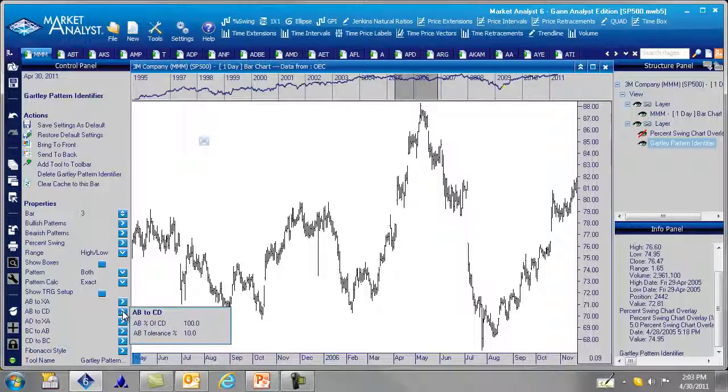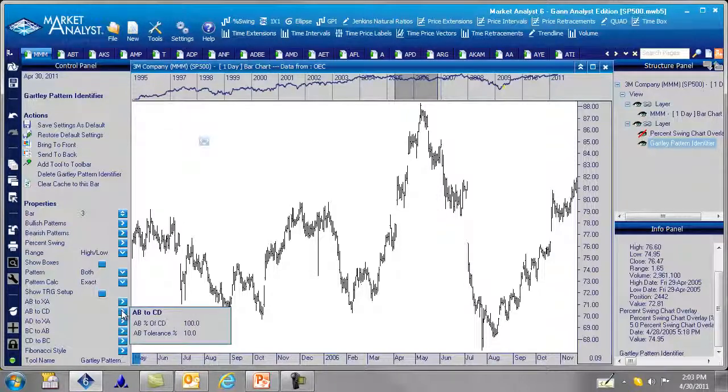Okay, so AB to CD is good. Set that to 10%. AD to XA, once again, this is a very important number. Now, I really like the 78.6% Gartley. I have mine set to 78.6, AD% of XA, and the tolerance, I have it set at 10. That's a lower number, lower than the other settings, so this is a really important part of my Gartley pattern identifier settings.